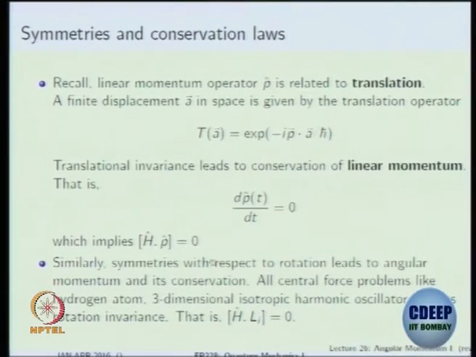Okay, so just for completeness, I thought a couple of things I keep telling you, I'll put on the PowerPoint today. Linear momentum operator is supposed to be related to a symmetry. What is a symmetry? Sure, you all know.